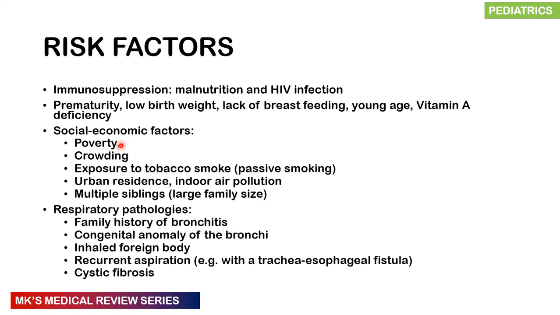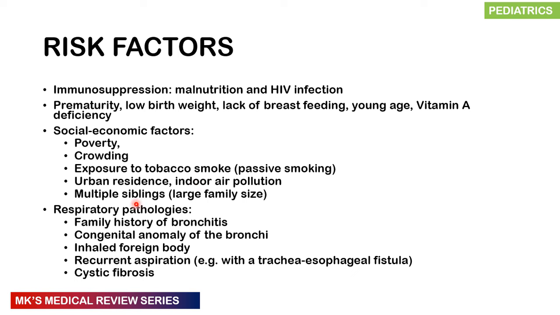Risk factors include immunosuppression, which may be in the bracket of malnutrition and HIV and AIDS, prematurity, low birth weight, lack of breastfeeding, and young age group because the immune system is not yet exposed to many things and hasn't been trained, vitamin A deficiency for some reason, and of course socioeconomic factors. Just think of overcrowding, and the transmission of most of these respiratory infections is by respiratory droplets. So things like poverty, crowding, exposure to tobacco smoking through passive smoking, urban residence, as well as indoor air pollution, multiple siblings, those that have large families.